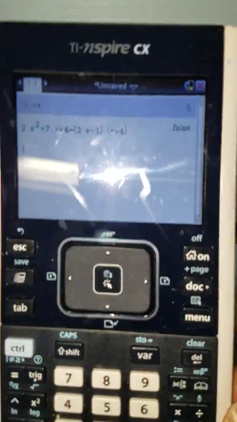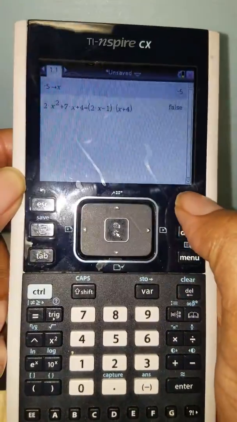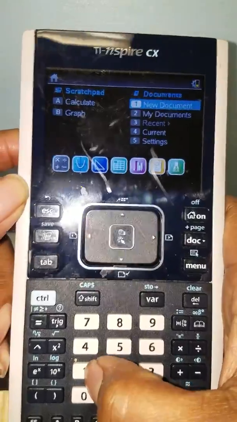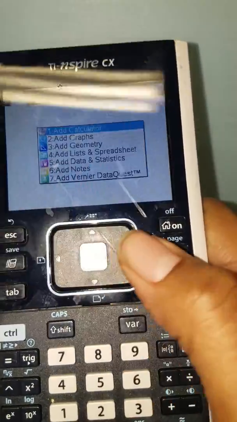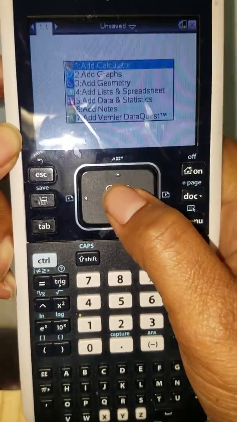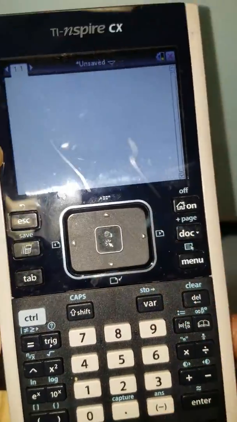So we already got some stuff in our calculator. What do we do when we got stuff in our calculator? We press on, 1, and then we choose no. And we're going to go ahead and choose calculator page. And I'm going to put in the expression to show you something.